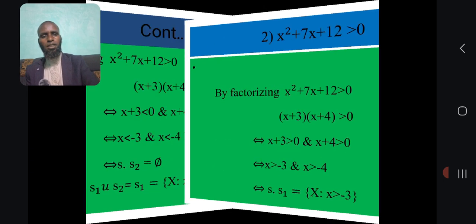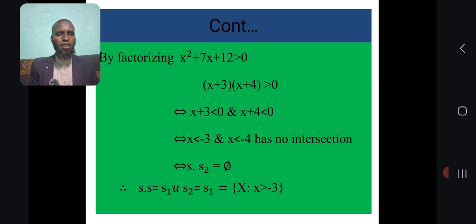When you come to the second case, we will have x less than minus 3 and x less than minus 4, which has no intersection, and therefore the solution set for the second part will be the empty set. The total solution set equals S1 union S2, which equals S1, which implies x such that x is greater than minus 3.